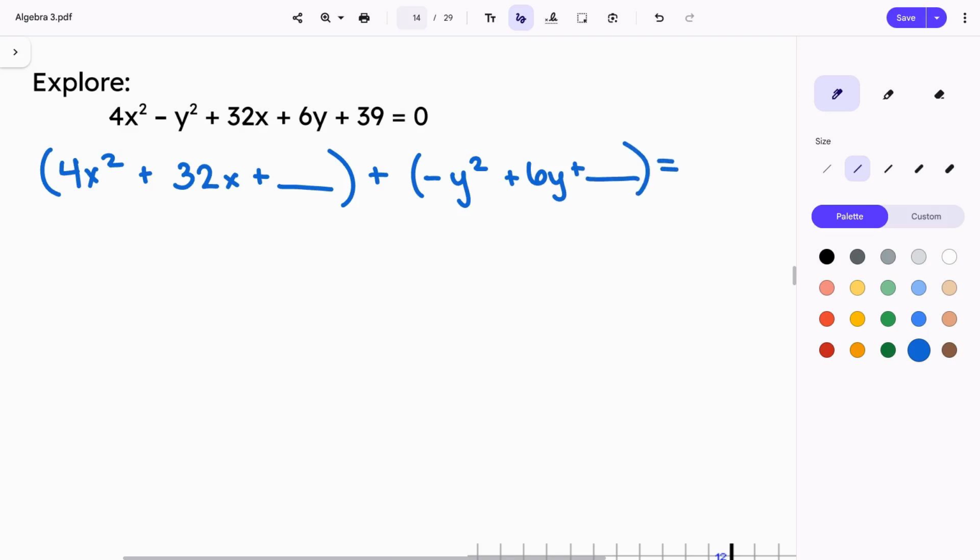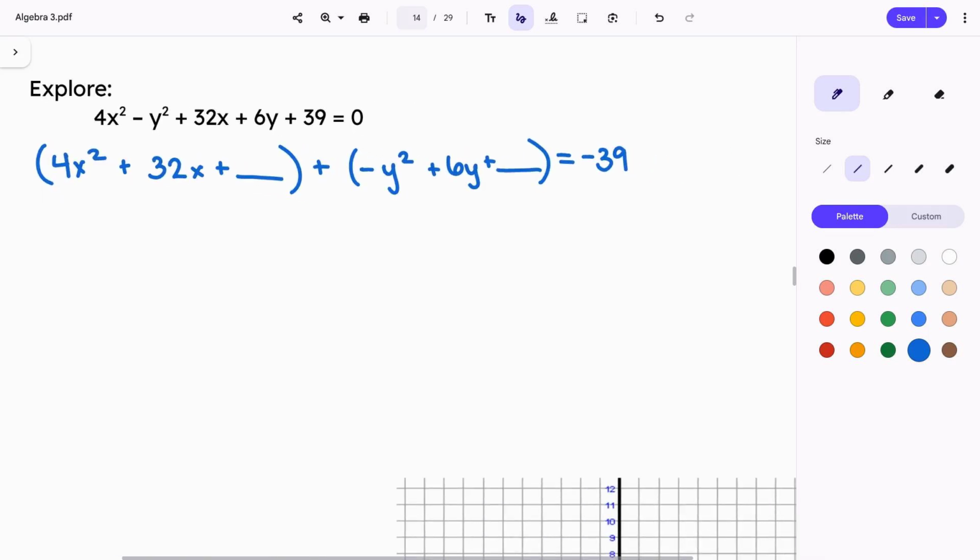And then remember, we want to move that 39 over to the other side. So we're going to do that. It's going to become negative 39 now. And then we need 2 blanks that follow that number.